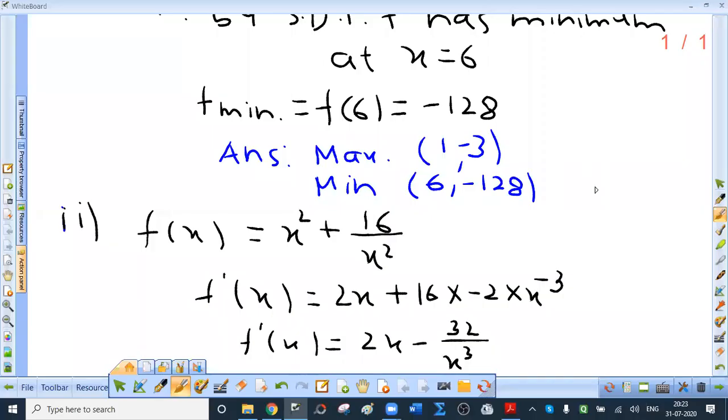Now second sum, f of x is x square plus 16 by x square. Find out f dash of x and f double dash of x.